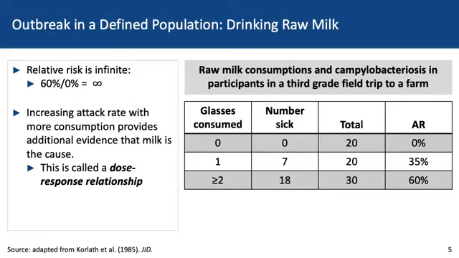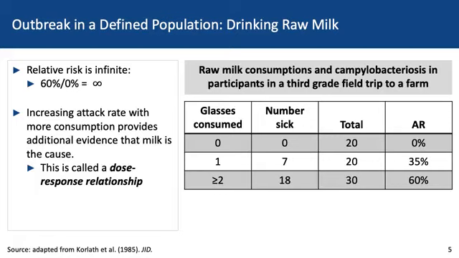Here's another example of an outbreak in a defined population, this time drinking raw milk. Here we have a table of raw milk consumption and campylobacteriosis in participants in a 3rd grade field trip to a farm. Among those who had no milk, nobody got sick, so the attack rate was 0%. Whereas among children who had 1 or 2 glasses of milk, the attack rate was 35% and 60% respectively. In this case, the relative risk is infinite. 60% divided by 0% is infinity, which provides pretty strong evidence that maybe drinking milk has something to do with getting sick.